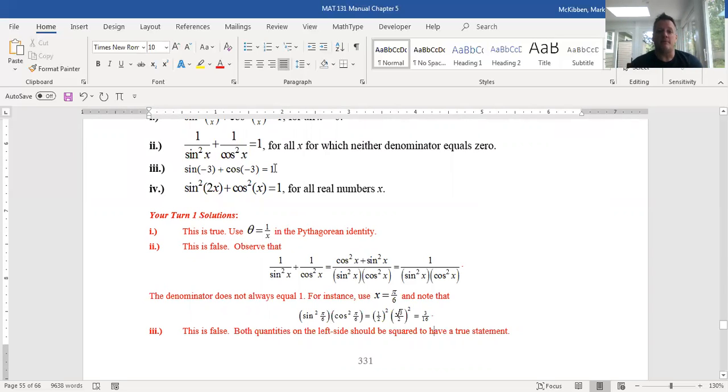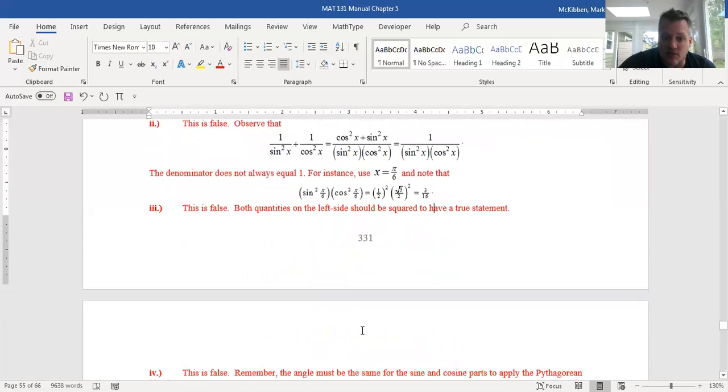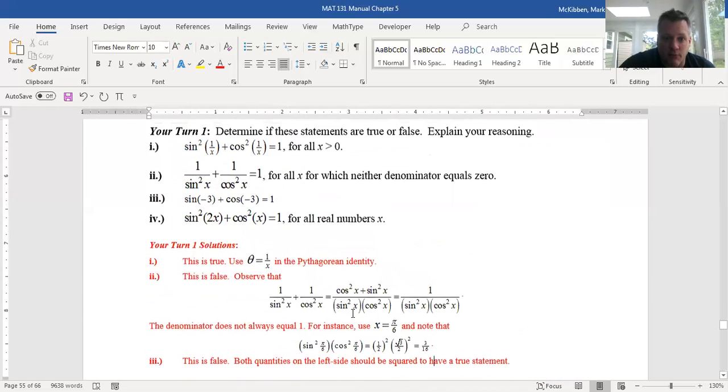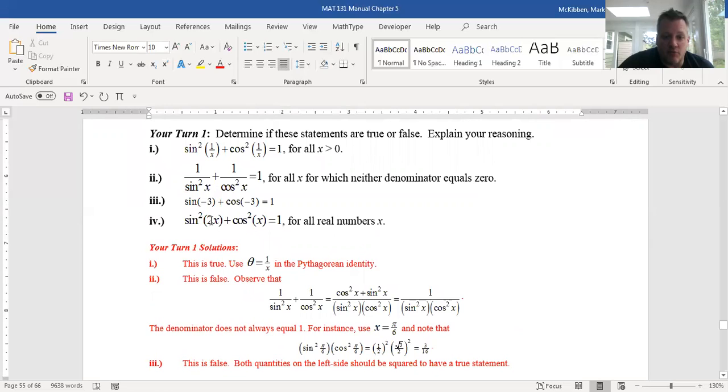We didn't square both. And this is false too, because notice, even though I'm taking the sine squared and the cosine squared of something, those somethings have to be identical in order to assure that I always get 1 back. And so for a counterexample, you can put any number of things in there. If you put in, let's say, pi over 4, that would actually show it's not equal to 1.